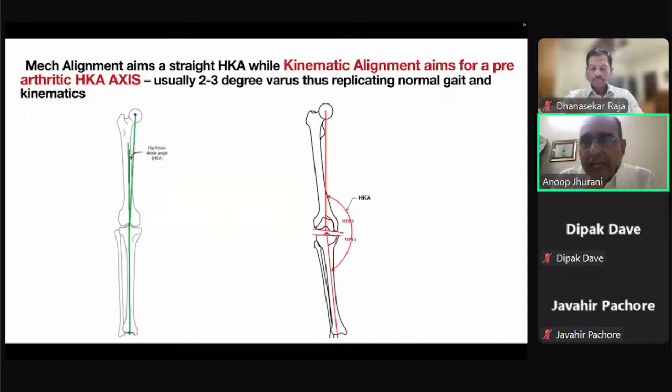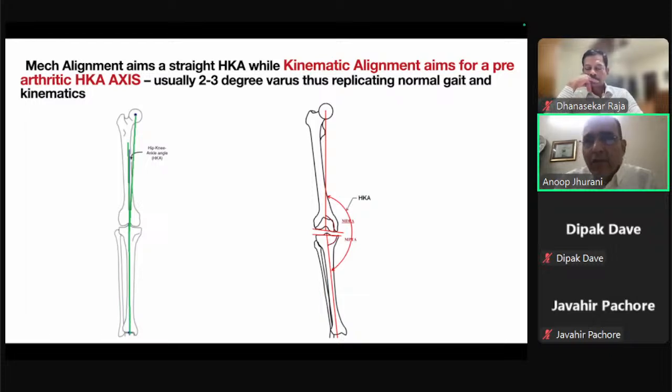It does talk of 3-degree external rotation because you're cutting the tibia at 0 degrees. But beyond that, there is no concept of how to recreate the knee joint kinematics, which kinematic alignment does beautifully by resurfacing the knee in such a manner as to reproduce the normal femur valgus joint line and the tibia varus joint line, without releasing any ligaments.